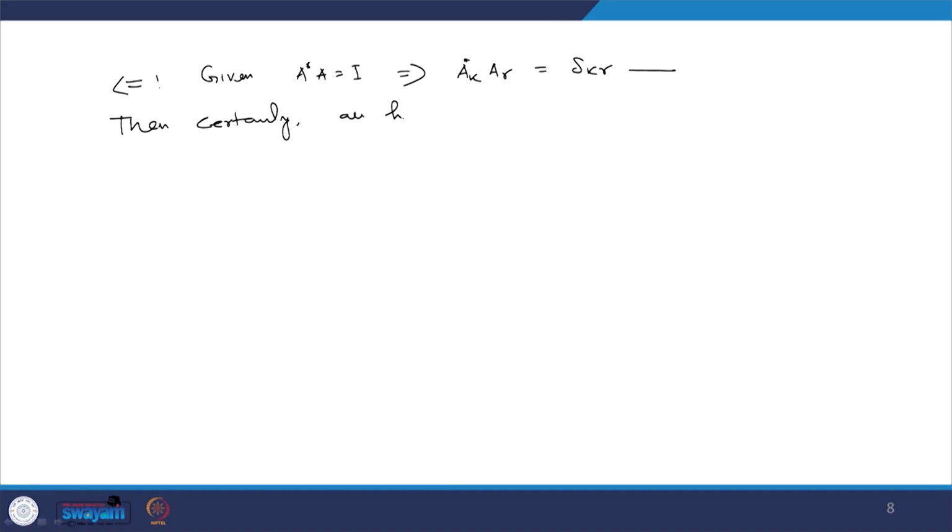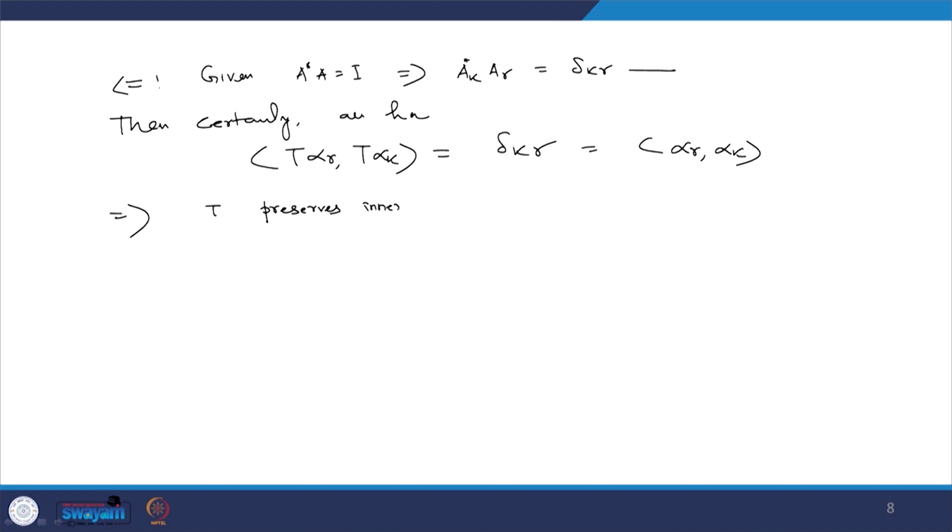Now, conversely, only if given A star A equal to identity, this implies what? Given A k star and A r will be equal to delta k r, it is given to us. So, this is given like this, then certainly we have inner product of T alpha r and T alpha k will be equal to delta k r, which is equal to inner product of alpha r and alpha k. So, this implies that T preserves inner product. So, T is unitary operator.